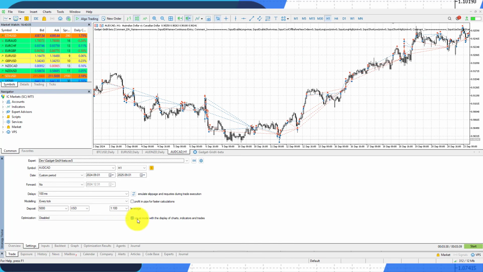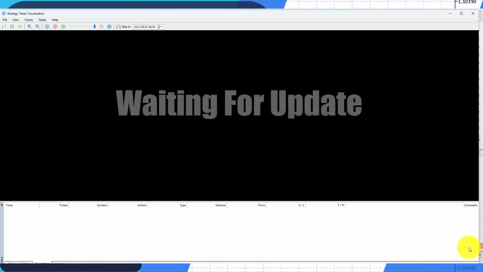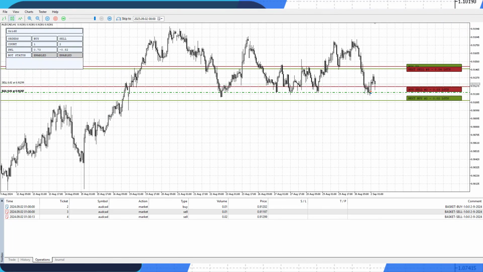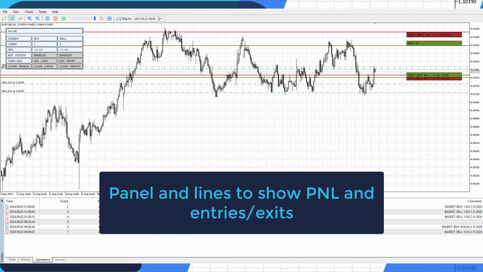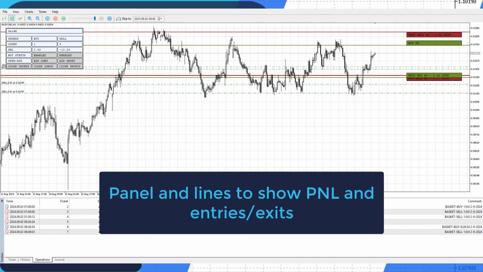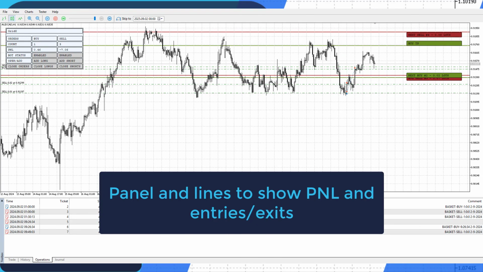The visual backtest is very useful to get an idea of the trading management. Here you can see the panel and the lines appear on the chart. These provide an updated view of the floating profit and loss and information about the average position size, the next order level, and the take profit level.